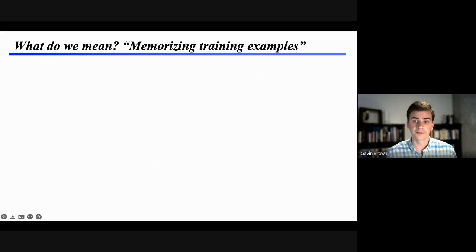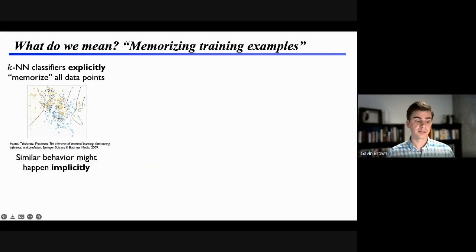Before we get into formal definitions, let's talk about what I mean by example memorization. The k-nearest neighbor classifier explicitly memorizes all of its data points. The classifier is, of course, just a description of the data set. One can imagine, and we'll see, that similar behavior might happen in other models implicitly.